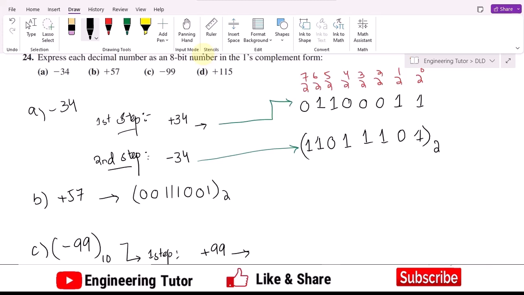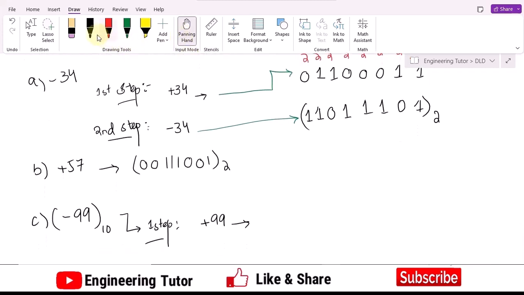So that is the binary equivalent of my number, which is 0 1 1 0 0 0 1. Okay, so that is the binary number.